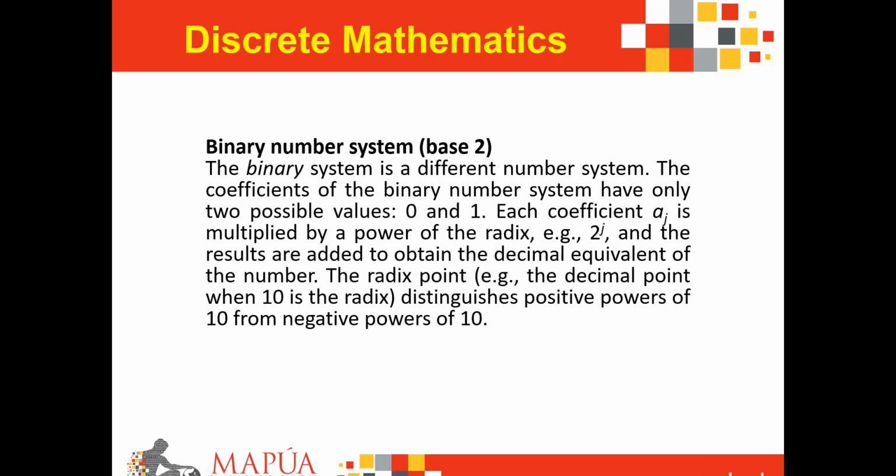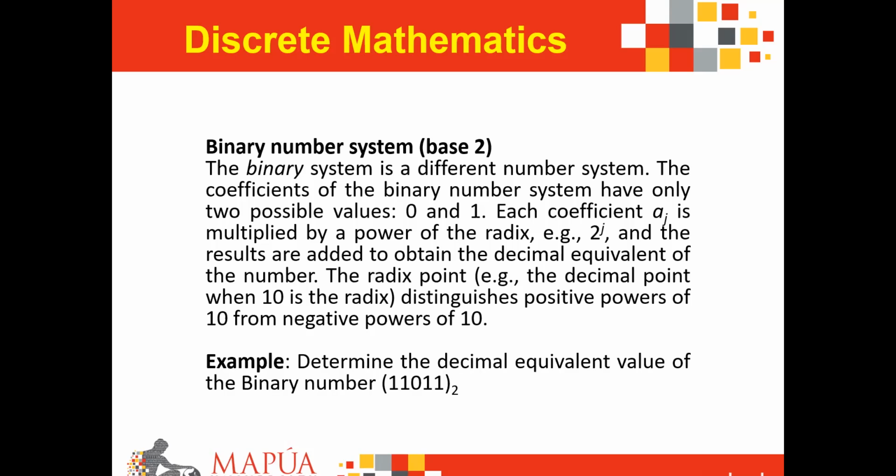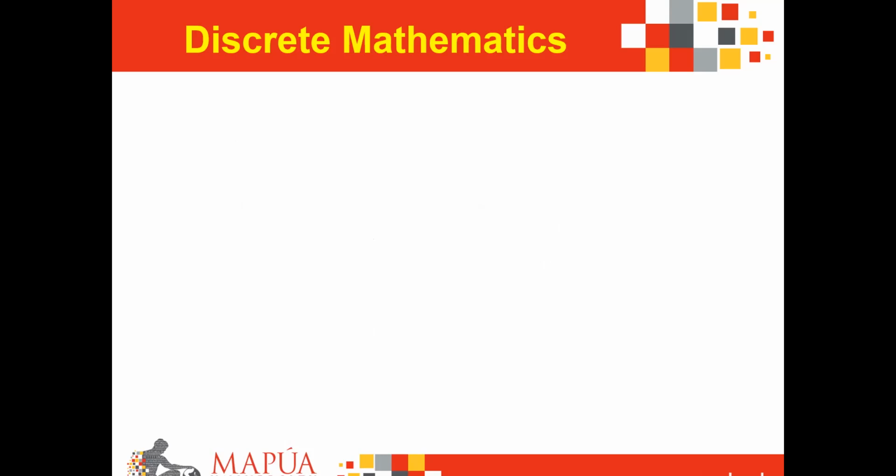The radix point, similar to your decimal point, eventually distinguishes the power of your corresponding base from positive to negative. For example, let's determine the equivalent value of the binary number 11011 base 2. If we evaluate its decimal equivalent value, you would have 1 multiplied by 2 raised to 4 plus 1 multiplied by 2 raised to 3 plus 0 multiplied by 2 raised to 2 plus 1 multiplied by 2 raised to 1 plus 1 multiplied by 2 raised to 0, giving us a value equivalent to 27 base 10.